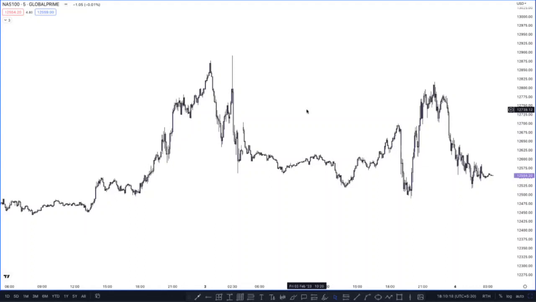Please share your setup. Recently I shared my setup on Discord. At that time ASEAN and London were bullish, and I mentioned that New York would be bearish.